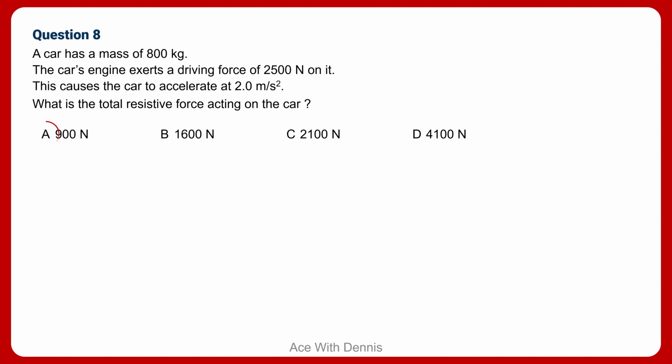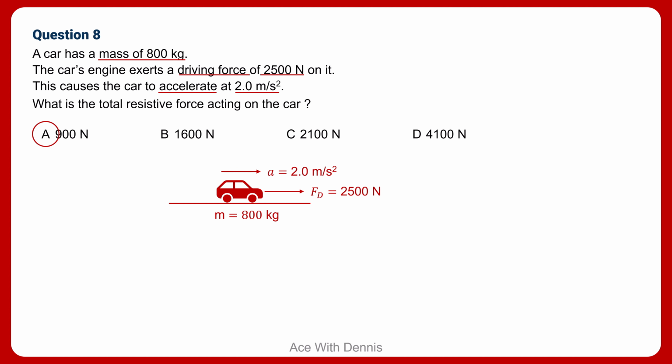The answer is A. 900 newtons. To get the answer, let's draw the free body diagram. So this is the car, and the mass of the car is 800 kilograms. It has a driving force of 2,500 newtons pointing to the right. It accelerates at 2.0 meters per second squared. So we need to find the resistive force pointing to the left.